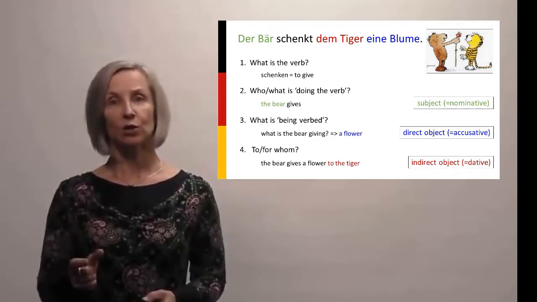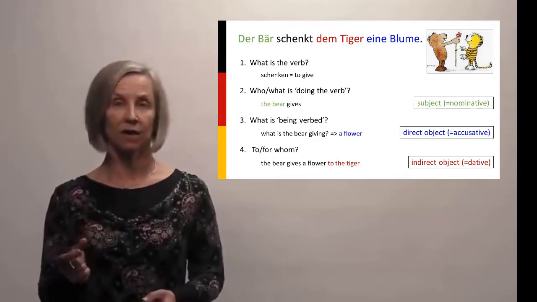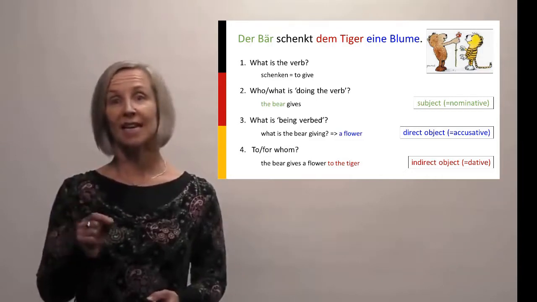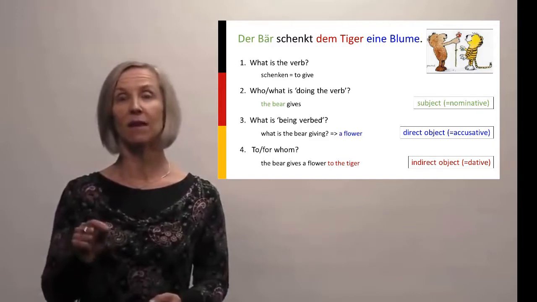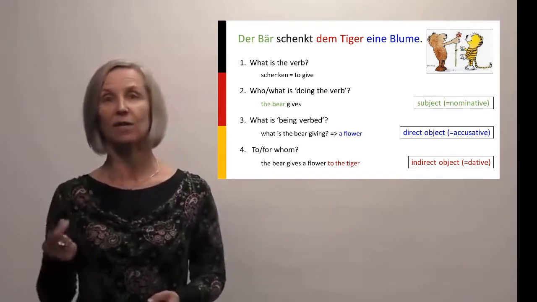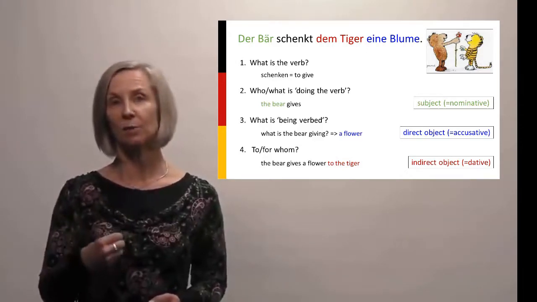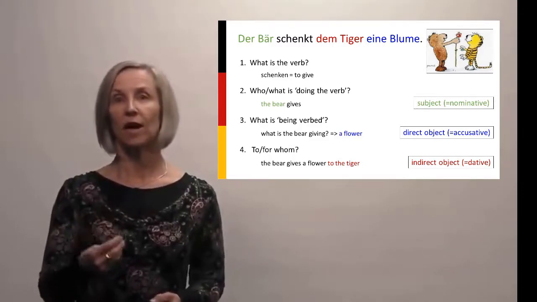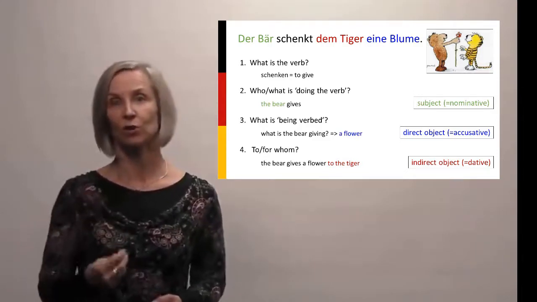If you were unsure about which of the flower and the tiger were the direct object and which the indirect, you could try it both ways. Is the bear giving a flower to the tiger, or is the bear giving the tiger to a flower? And clearly it's a flower to the tiger. So because it's to the tiger, the action is being performed to the tiger. Therefore, the tiger has to be the indirect object. The flower is being given to him.